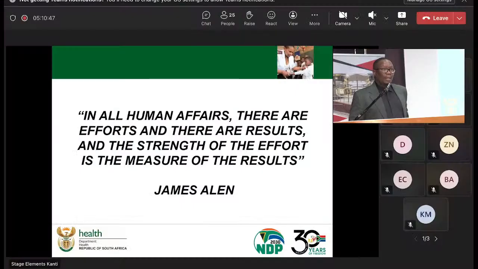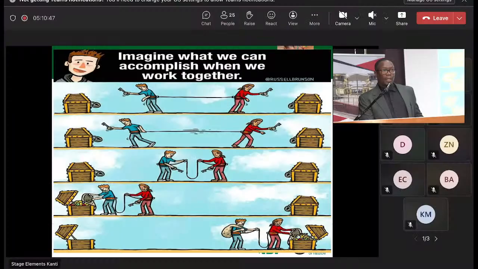In all human affairs, there are efforts and there are results. And the strength of the effort is in the measure of the results. So if we don't have results, this effort of us being here might be regarded as useless by other people. So it's always important that we make sure that there are results to strengthen what we're doing. Colleagues, there's gold in human resources for health, but the only problem is if you are pulling apart, the one wants to go that side, the other one is going that side. So we are here to say, let's work together. Let's all go and dig the gold. Let's see how we can make use of it, whether it's talent, whether it's mentorship, whether it's support, and whether it's appointments, but let's work together as a team. Thank you very much.